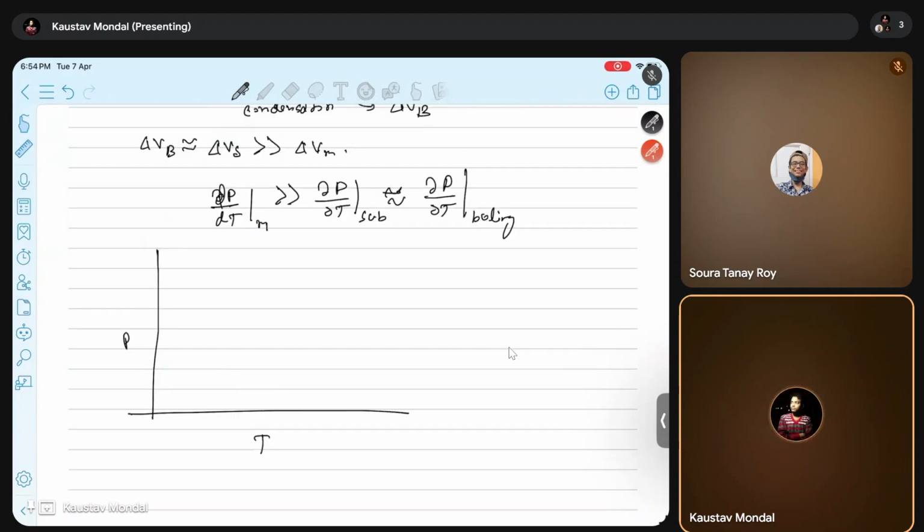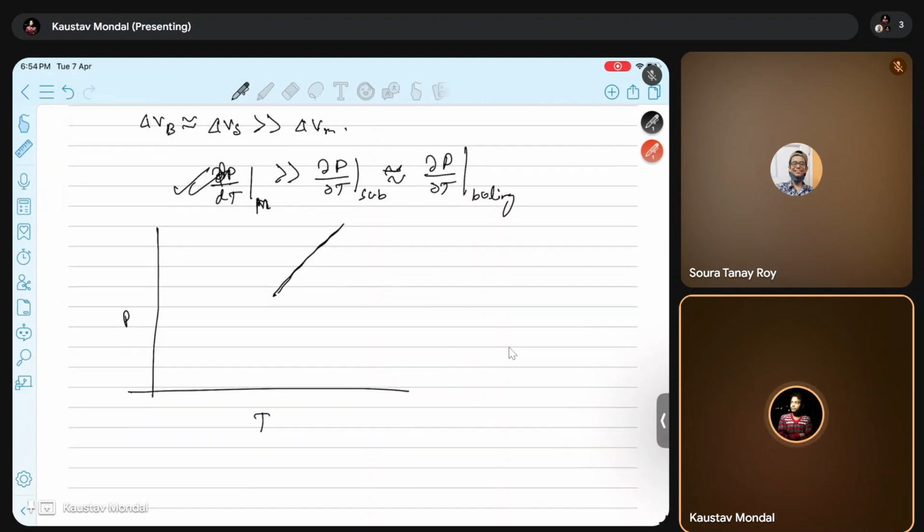We know for the case of melting and freezing, this slope is steeper, so it will look like this. For the case of sublimation and boiling, the values are a bit comparable, so it will look like this. So this curve basically separates out the solid and liquid phase, right? This curve is basically separating out solid and vapor, and this one is separating out liquid and vapor. Okay, so it looks kind of like this.